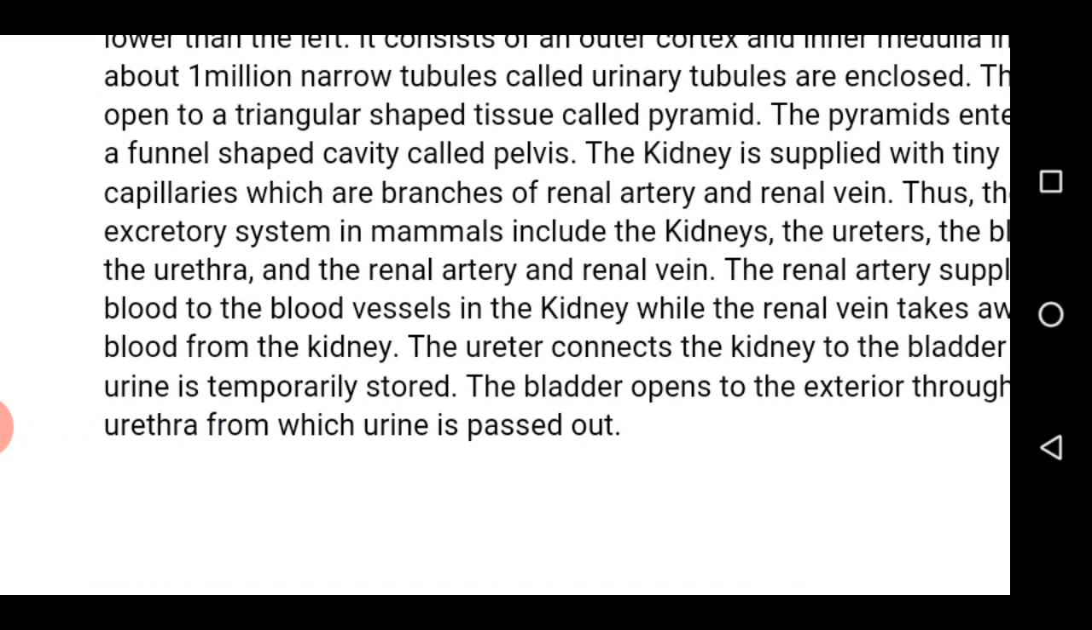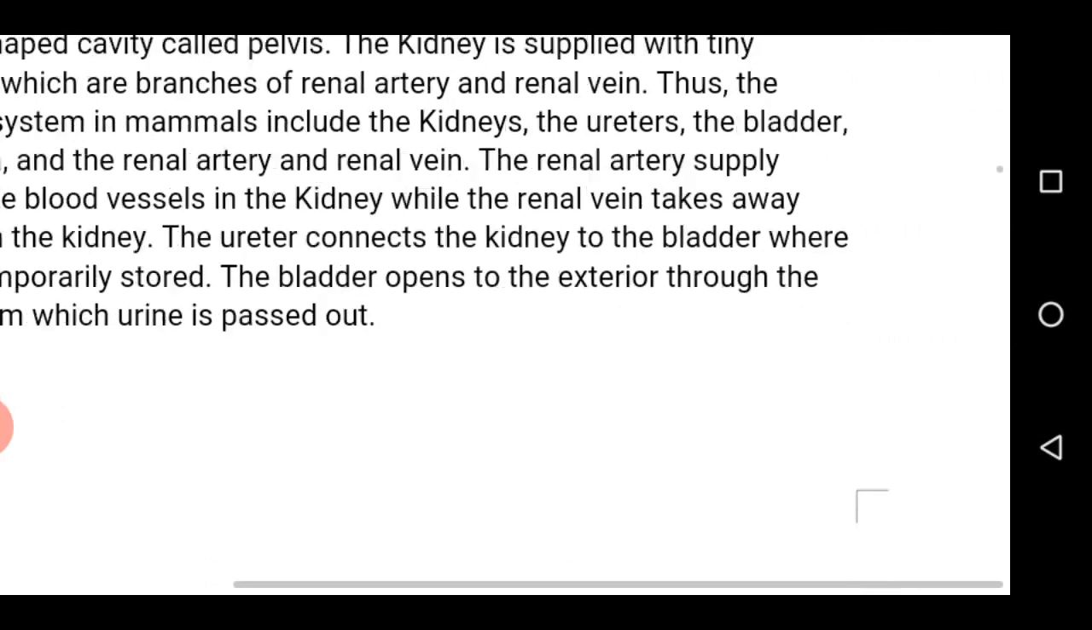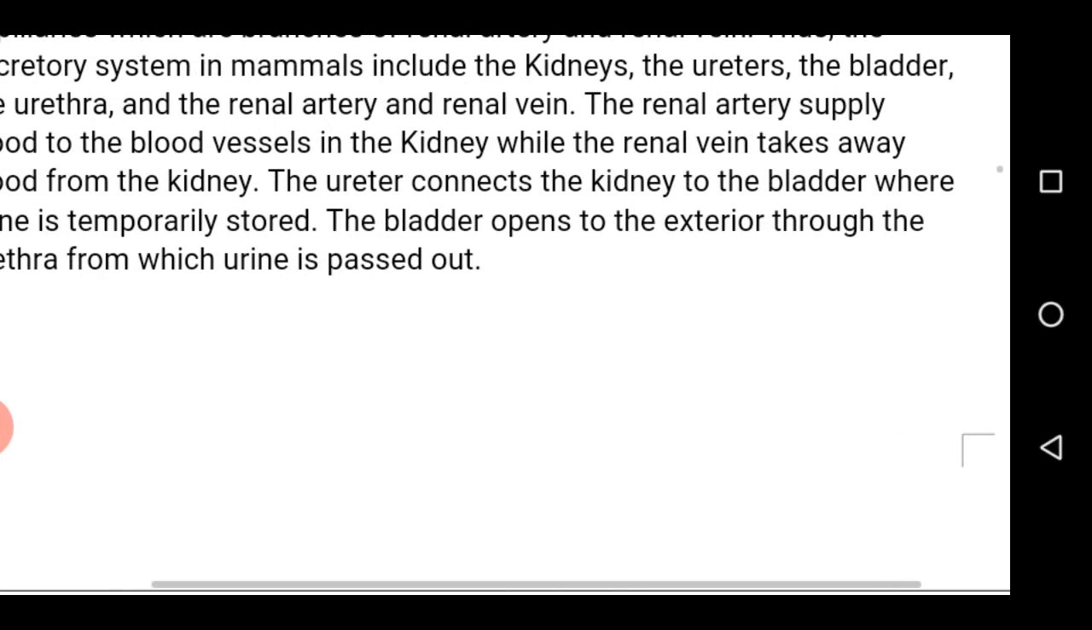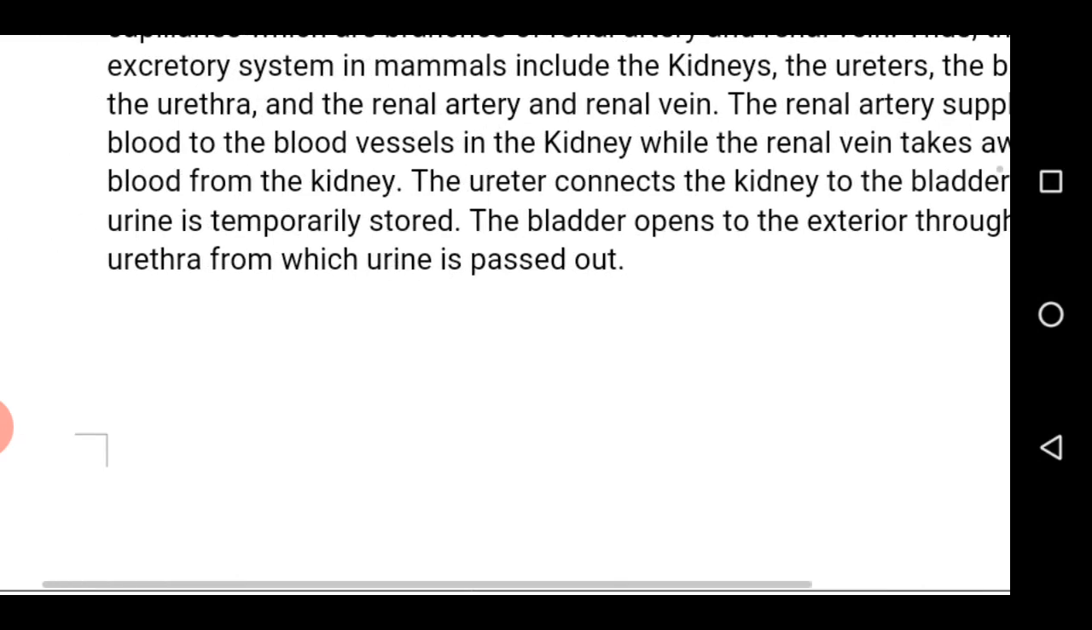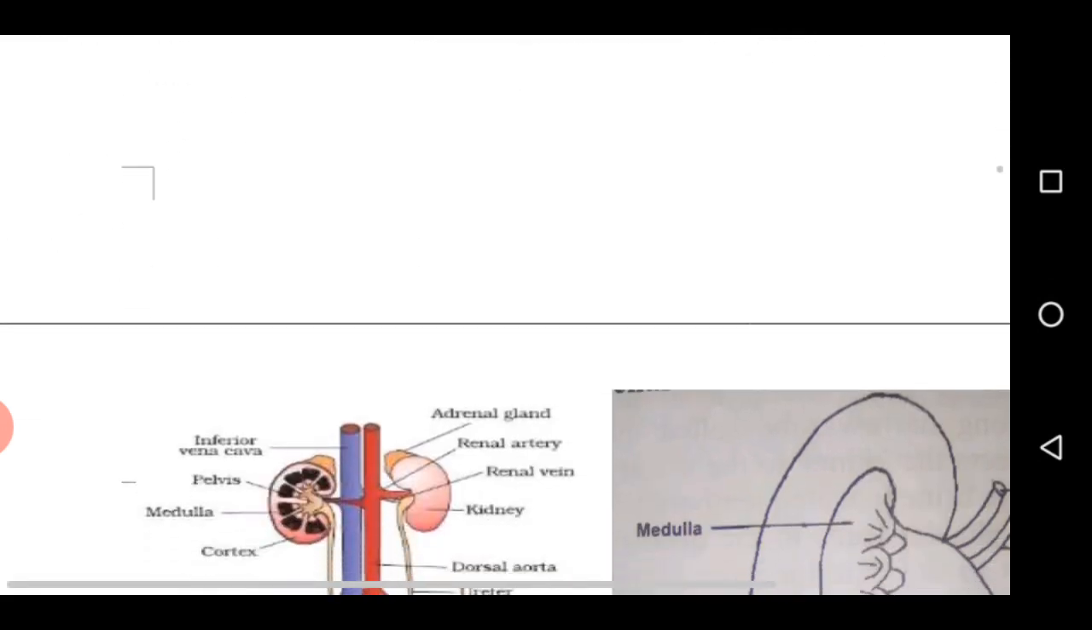There's a structure called the ureter. This connects the kidney to the bladder. You are going to see this on that diagram now, where urine is temporarily stored. I mean, the bladder stores the urine temporarily until the urethra opens in order to pass it out of the body. As the bladder opens to the exterior, through the urethra, urine is passed out.